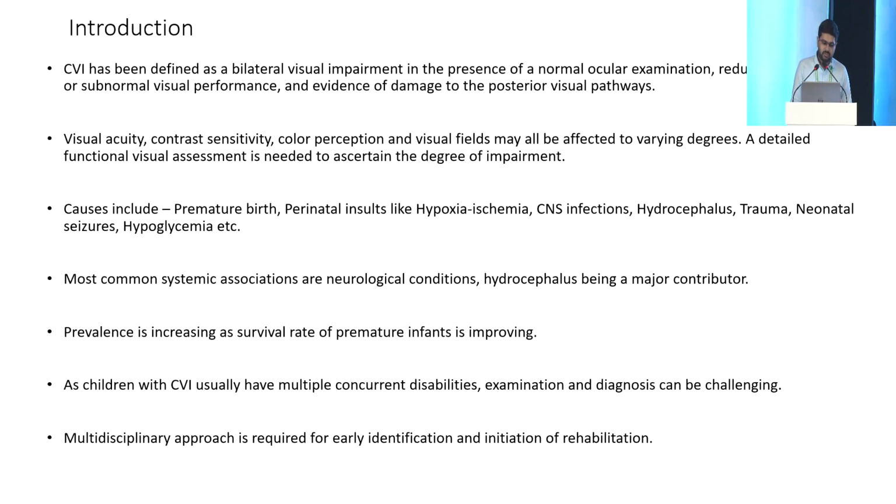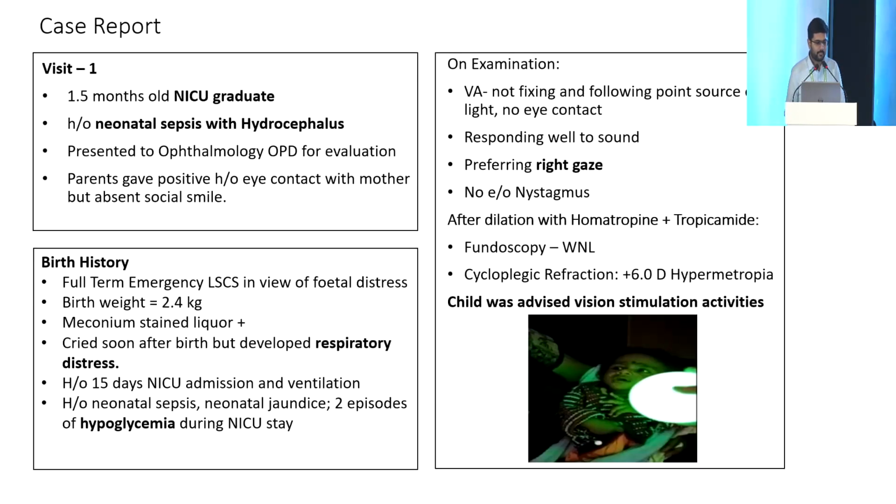Causes include premature birth, perinatal insults, hypoxia, ischemia being most common, CNS infections, hydrocephalus, neonatal seizures, and hypoglycemia. Most common systemic associations are neurological conditions, hydrocephalus being a major cause, and as children with CVI usually have multiple concurrent disabilities, a multidisciplinary approach is required for early identification and treatment initiation.